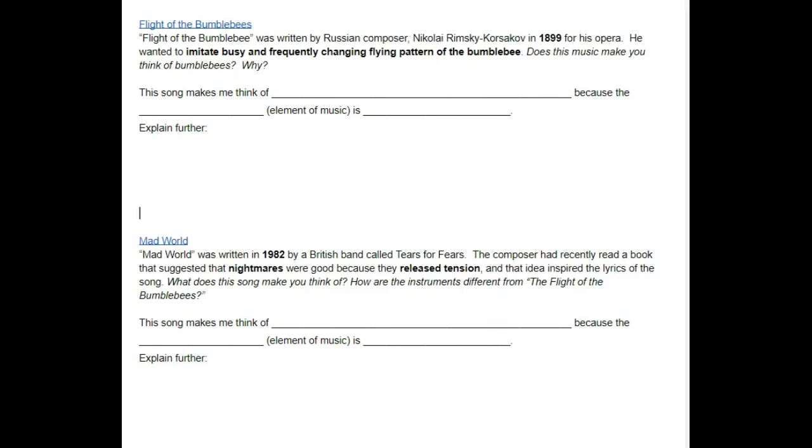Your second song for today is Mad World. It was written in 1982, so it's almost 100 years after The Flight of the Bumblebees. We've got a very big time gap. The Flight of the Bumblebees uses an orchestra. This one is a British band called Tears for Fears. And this one is supposed to evoke very different images.